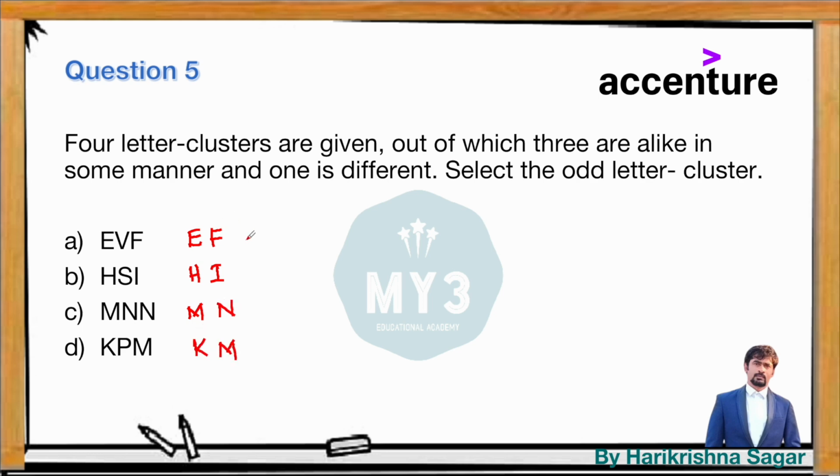If you look at it, these are in sequence 5, 6, 8, 9, 13, 14, but 11, 13. So there is a difference of 2. So this is not matching. So E, F, H, I, M, N, and K, L should come, but they have given K, M. So odd man out here is going to be option D in this. So like this, the questions are given under the letters.